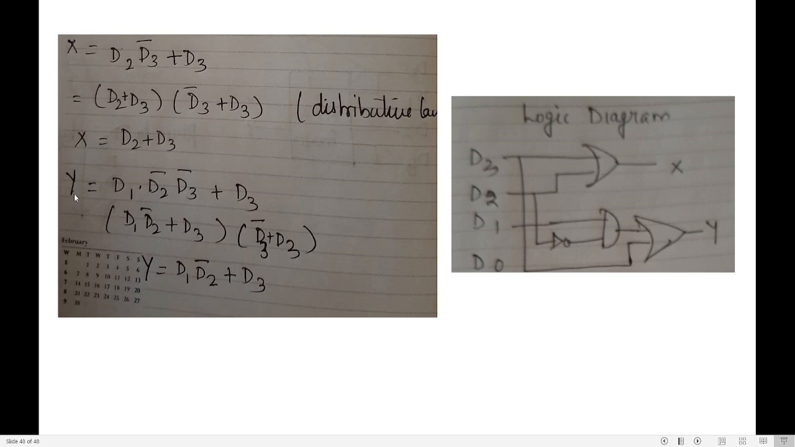Now how will I draw my Y? Y is D1, D2 bar. So D1, and D2 complement, D2 bar. Put it in an AND gate because it is a product term. That output is given to the input of an OR gate along with D3. So for this plus term, I am using an OR gate. This is D1, D2 bar. This is my D3 wire. Okay. My output Y is D1, D2 bar plus D3. Can you see this wire is coming from D3? So this is how you need to draw the logic diagram.